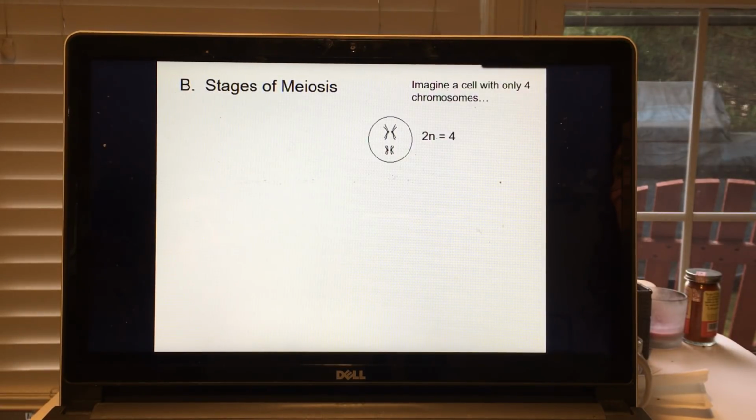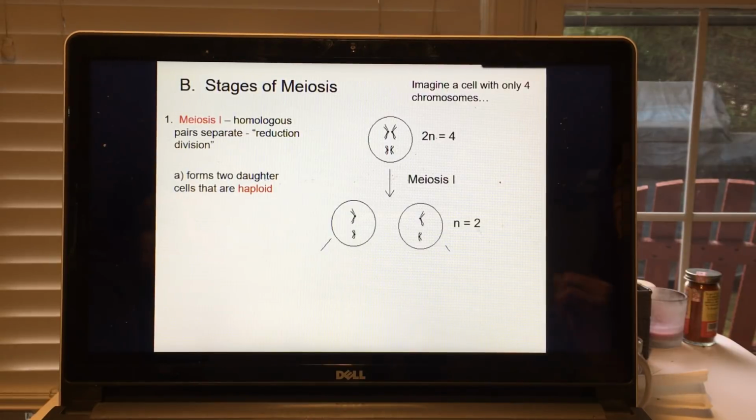Now, the stages of meiosis are pretty much the same as the stages of mitosis, and their names are the same. So there's prophase 1, metaphase 1, anaphase 1, telophase 1, and then it starts over, and there's prophase 2, metaphase 2, anaphase 2, and telophase 2. And they're very similar to what happens in mitosis, but there are some distinct differences, and all of those differences happen in the first division.